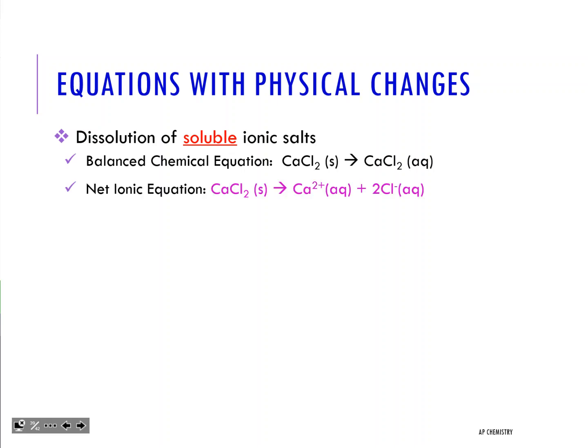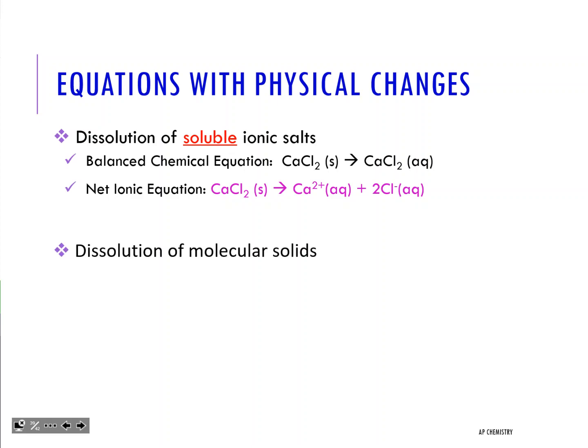However, we want the net ionic. We would separate our ions, right, because they're AQ. In this case, for that formula unit of calcium chloride, you'd have 1 calcium for every 2 chlorides. So you'd break it apart, and you'd have the 2 in front of the chlorides. So this is just showing the dissolution of calcium chloride. The top one being like the regular molecular equation, the bottom one being the net ionic, showing everything that's taking place.